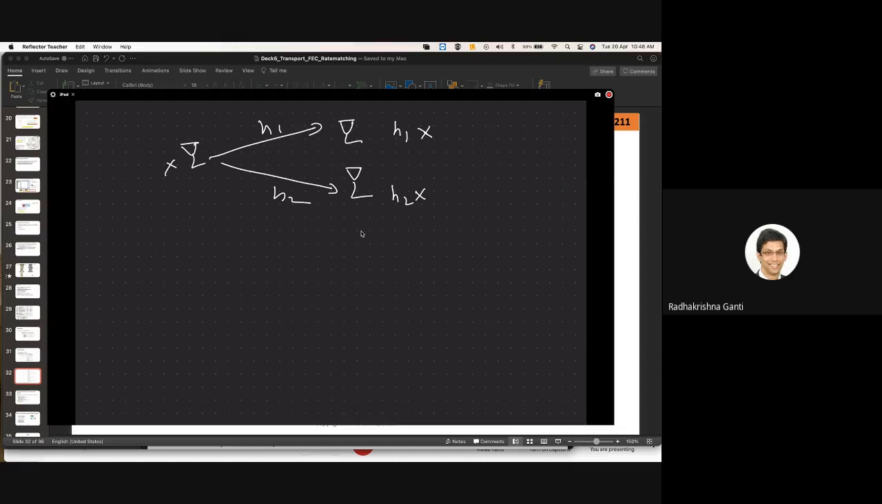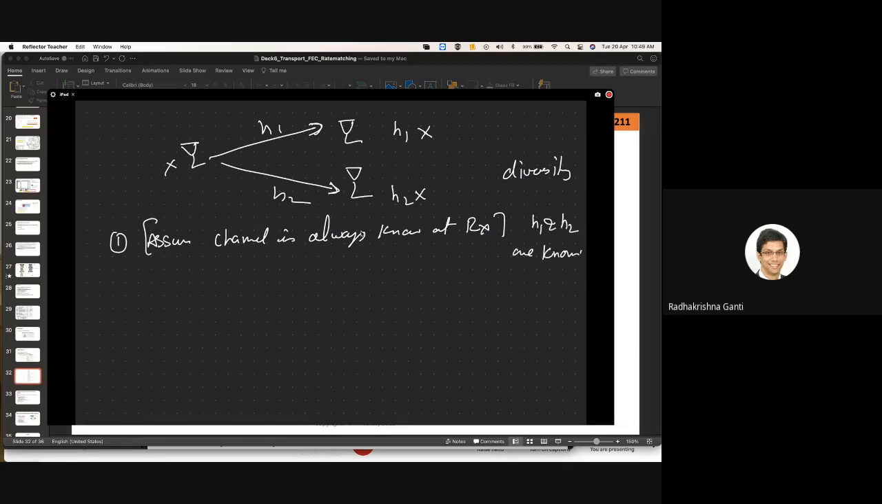I'm going to introduce the notion of diversity now. These are random fading channel coefficients, which come from a lot of phenomena we don't know. I'm always making the assumption that the channel is always known at the receiver. This is a universal assumption. If the channel is not known at the RX, there's very little you can do. So both H1 and H2 are known. What can the receiver do?